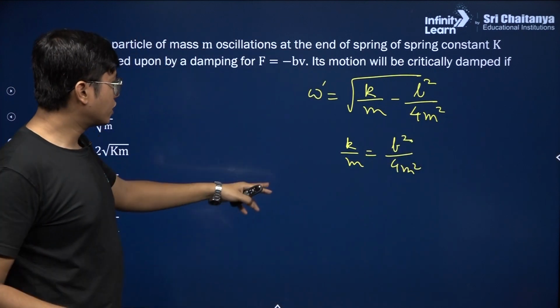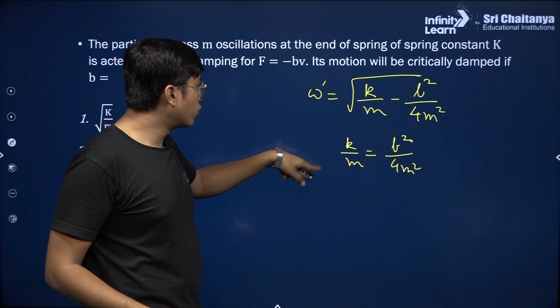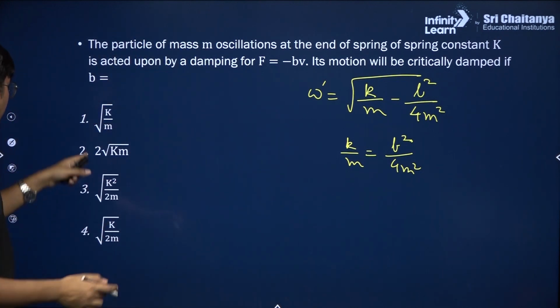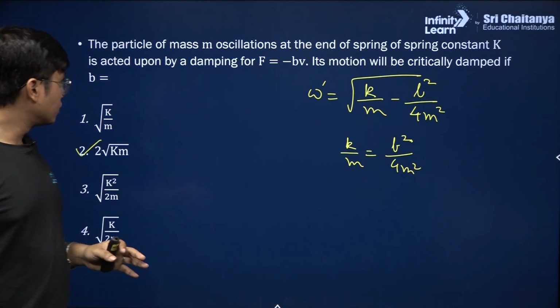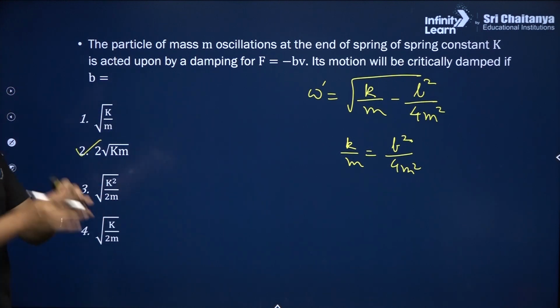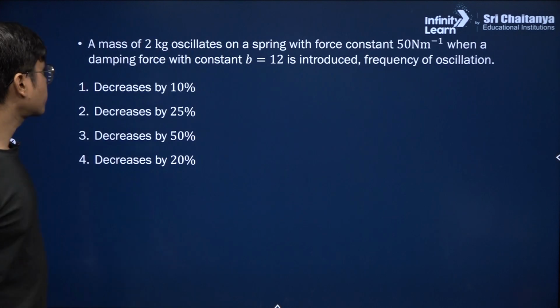Again, if you just shift the terms, 1 mass cancels out, you get b square equal to 4mk, so you have b equal to root over of 4mk, so 2 root over of k into m. Okay, this is the correct option for this. This is a critically damped case. This you might even know as a standard relation, straightforward. I just showed you from where it comes as well.